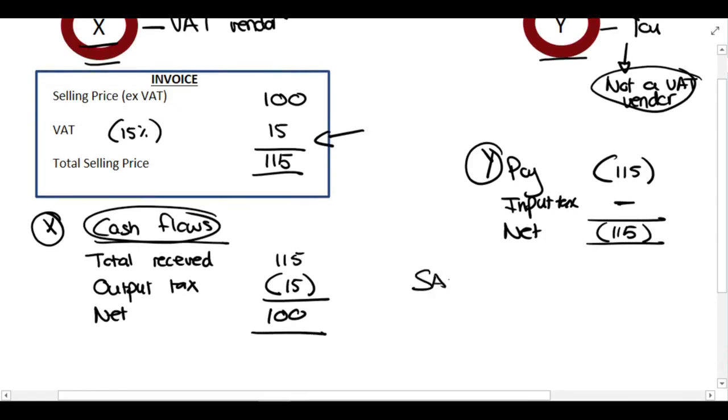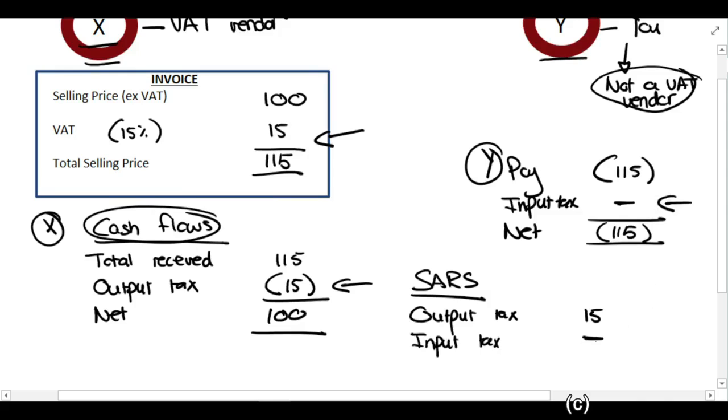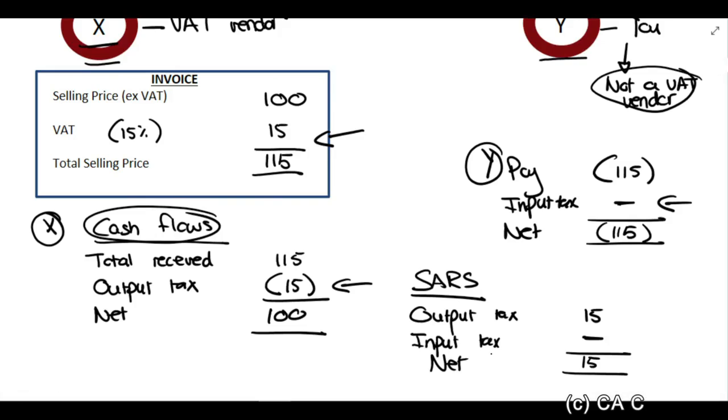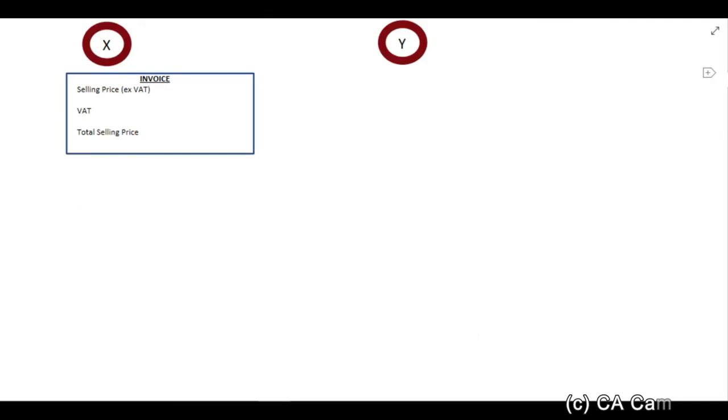Now let's look at SARS. SARS will receive the output tax, that 15 rands from X. And it will have to pay you the input tax that you claimed, which is nothing. So I want you to understand that SARS makes 15 rands. SARS collects 15 rands. So when you and I go to the store and we buy something, SARS makes the VAT amount. Okay, nice and simple, right? Let's look at the next one.